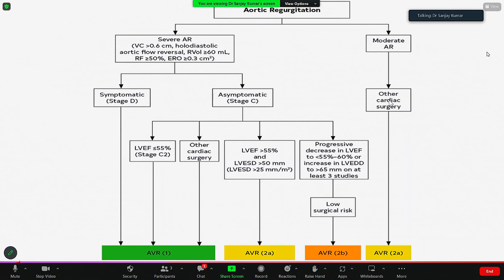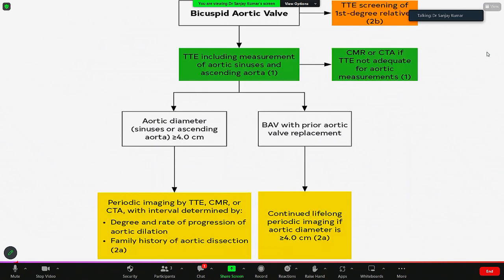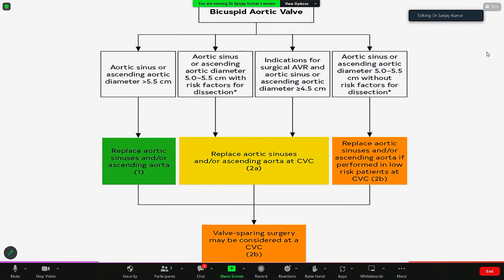Moderate AR with other cardiac surgery: again, as I said, these patients we come across very commonly if they are having a mitral valve procedure but they do have a moderate AR, then in that case we subject them to DVR. So that forms a class 2A indication. I'll skip these slides, the ones on bicuspid aortic valve, because they need regular imaging in order to assess the progression of the disease, and they also need assessment in order to replace the aortic valve as well as the aorta sometimes.